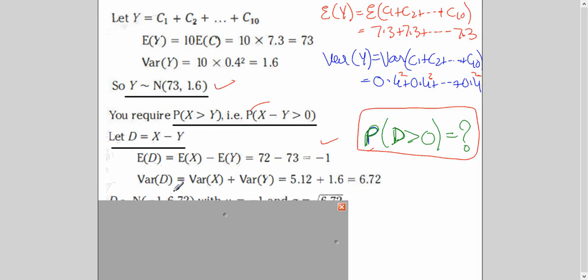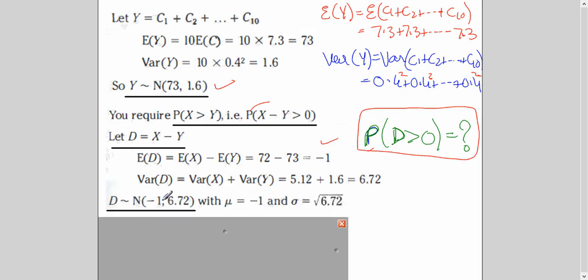You have to find the variance of d also. Now remember, when it is minus, the variance we keep as plus. So it is variance of x plus variance of y. So you are adding up this and this. You have seen here. So you got the new distribution for d, where the mean is minus 1, and variance is 6.72. So now you have this and you can answer this question now. Okay.